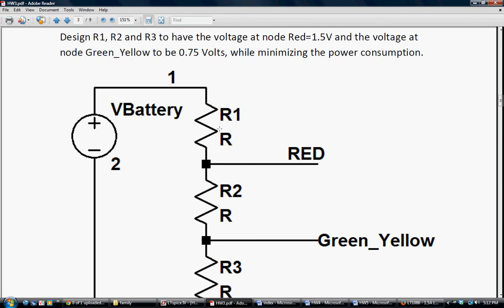So what you need to do is use Ohm's law to come up with relationships between R2 and R3. Right? And R2 will equal R3 because the voltage drops are the same. And then there'll be a proportion between R1 and R2 or R1 and R3.